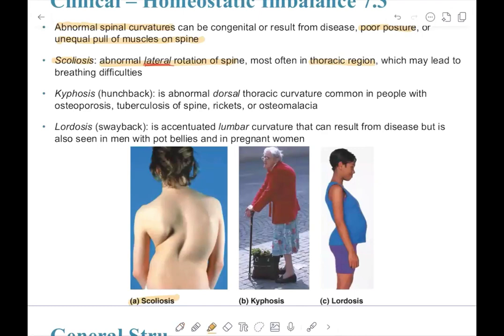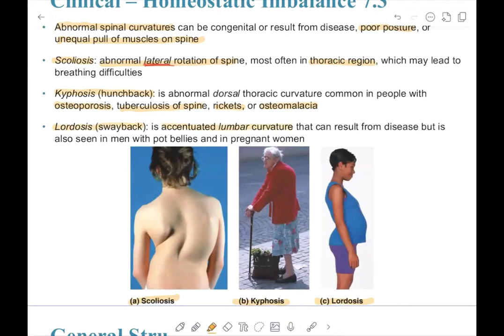The next one is kyphosis, which is also commonly referred to as hunchback. It's an abnormal dorsal thoracic curvature common in people with osteoporosis, tuberculosis of the spine, rickets, or osteomalacia. And finally, the last one is lordosis. Sometimes it's called swayback, and it's an accentuated lumbar curvature.